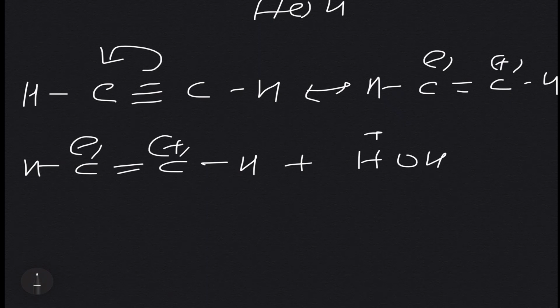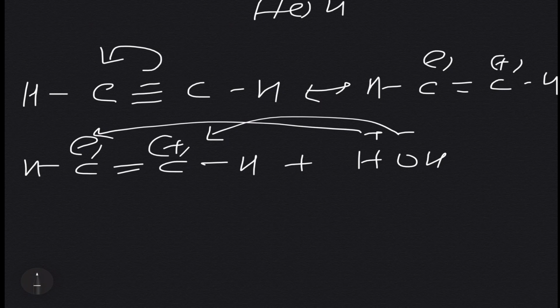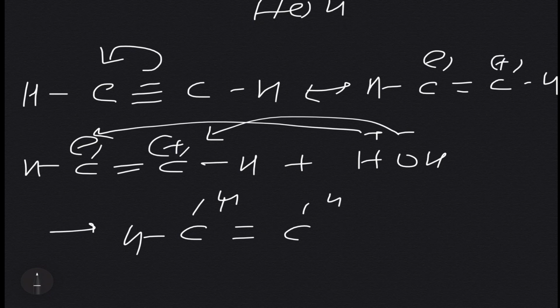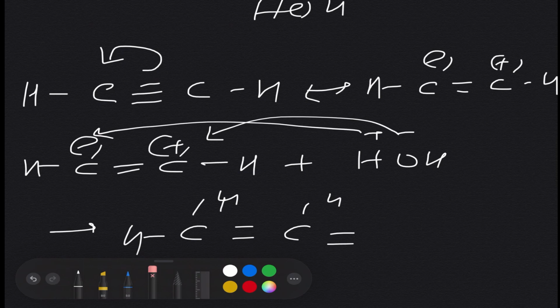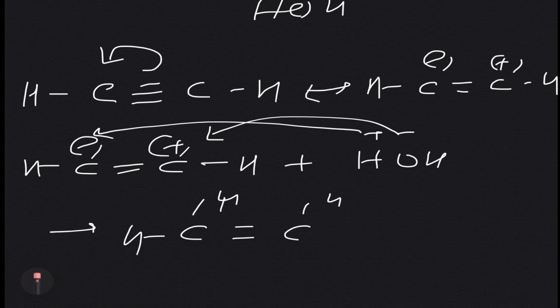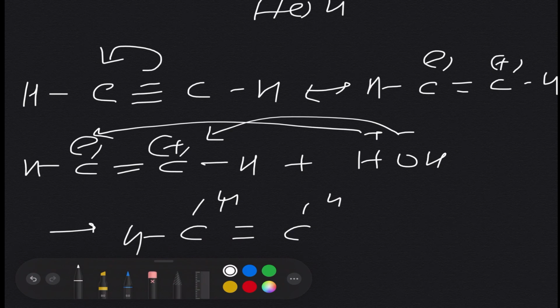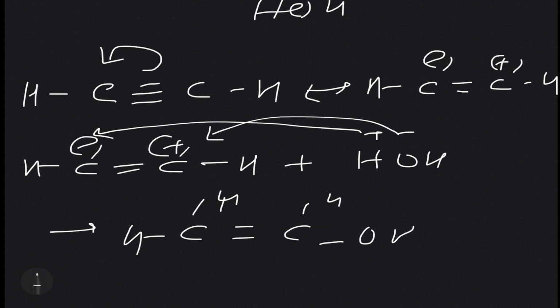That means H plus and OH minus are there. This plus will go and interact with this one, and this OH minus will go and interact with this one. And this becomes CH2 double bond CH, and OH is obtained. This is called vinyl alcohol.